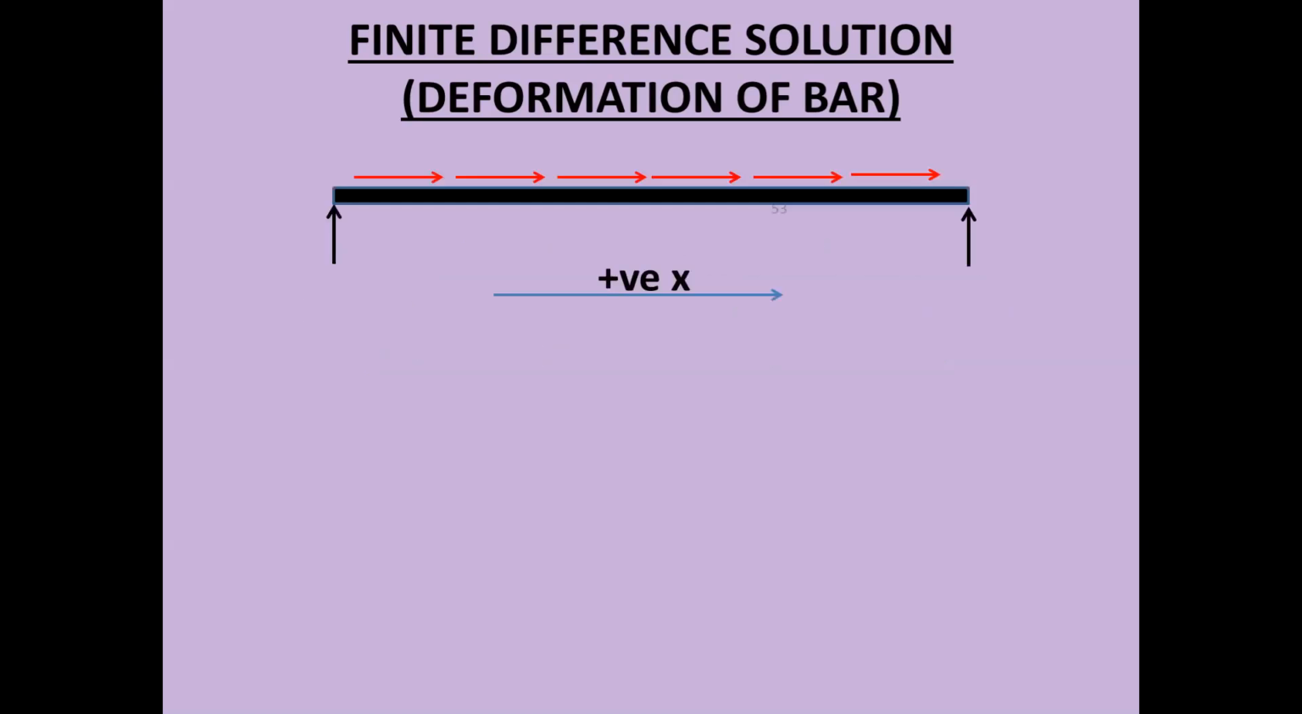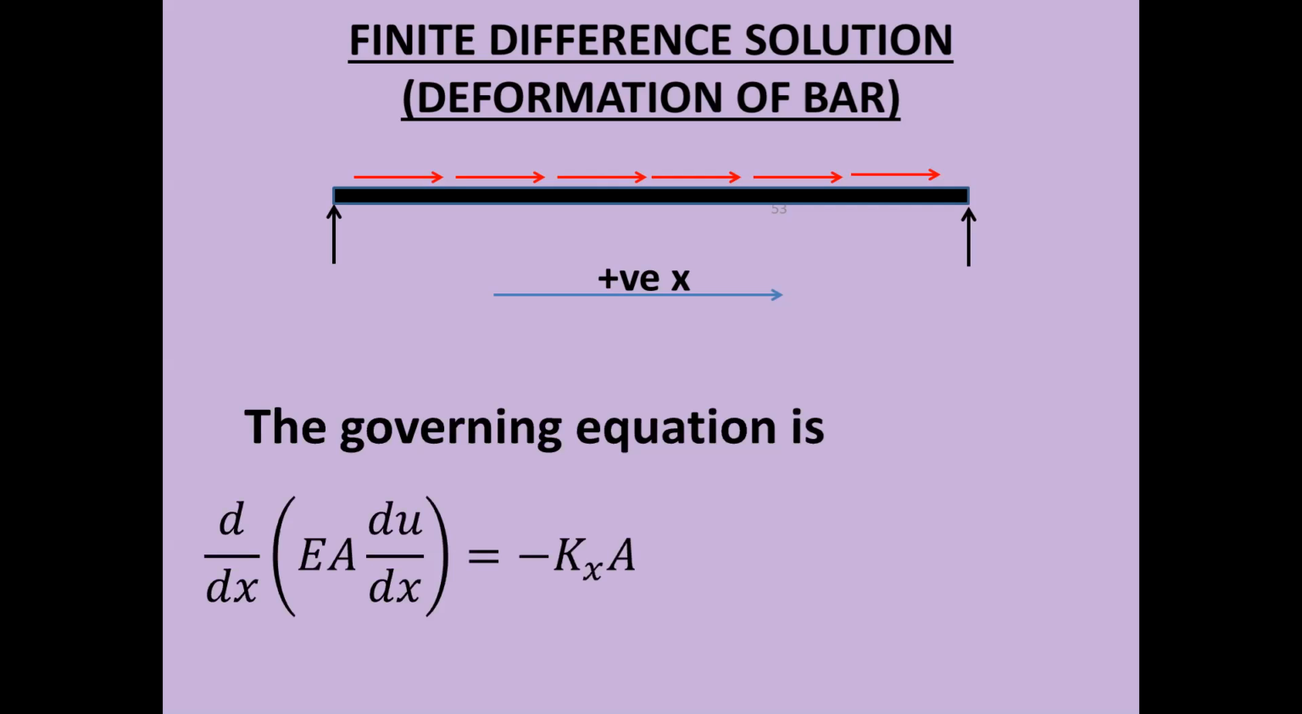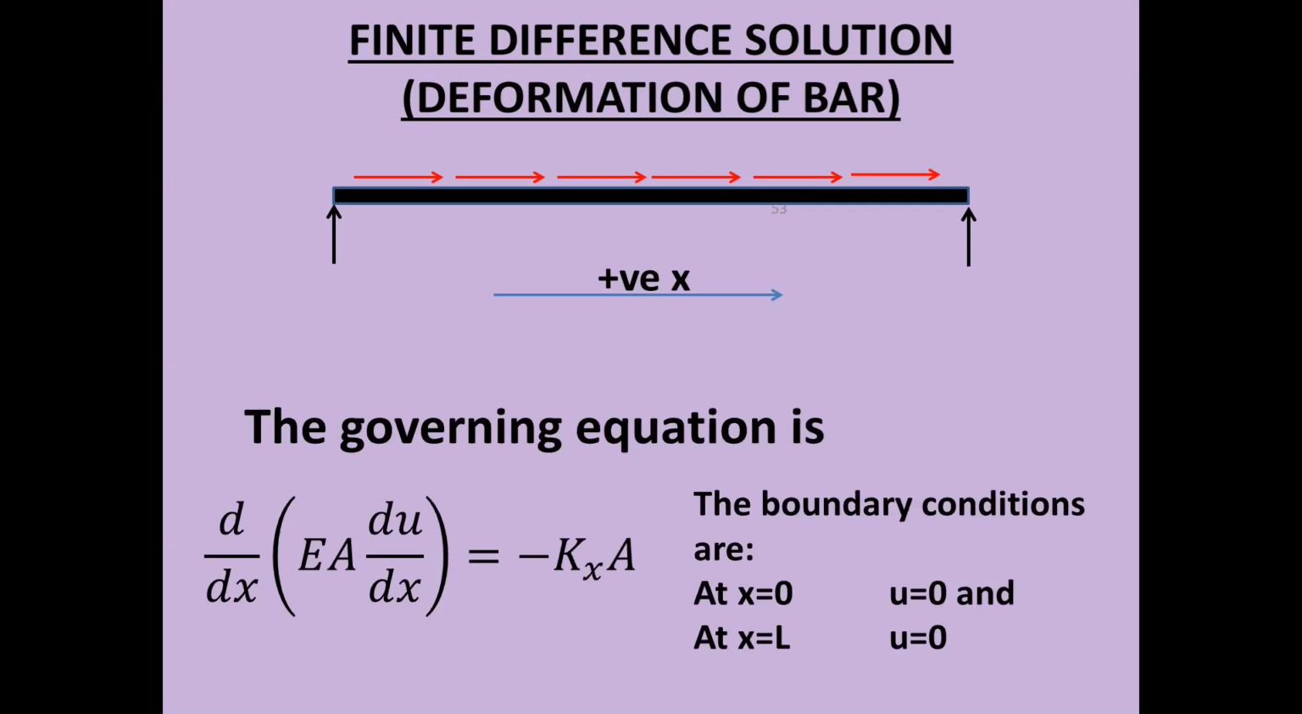Now the FDM solution for a bar. So we have a simply supported bar, and there happens to be a uniformly distributed load acting on the surface of the bar. The governing equation we have already discussed, and the boundary conditions are that at the two ends, given by x is equal to 0 and x is equal to L, the deformation at both these points is 0 because the ends happen to be constrained.